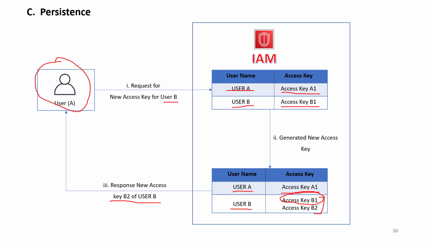You can also create a new user and assign the access key to them. So this is how you can create persistency using AWS IAM services. Let me demonstrate practically how it works.